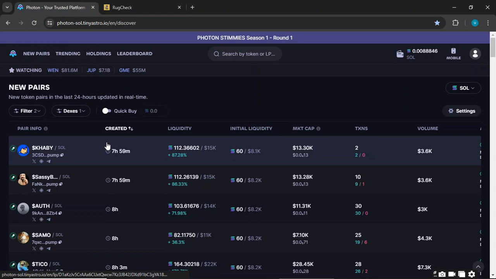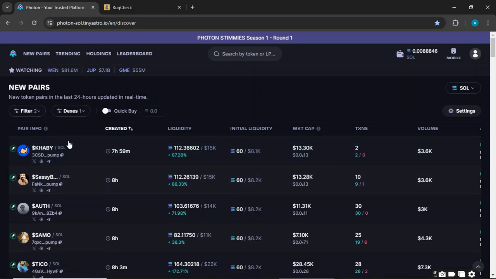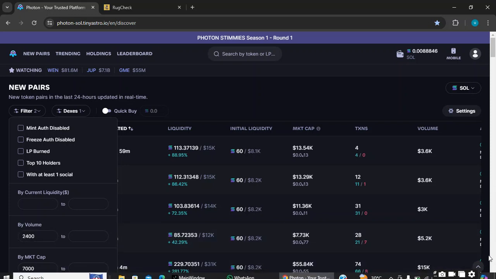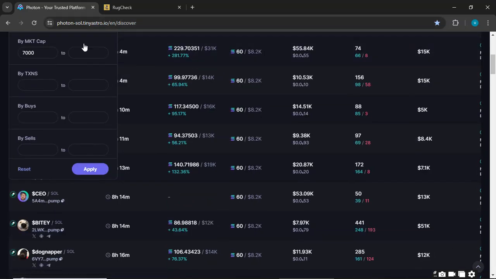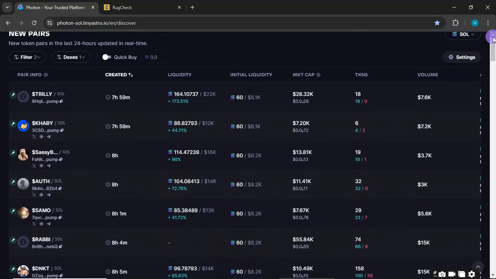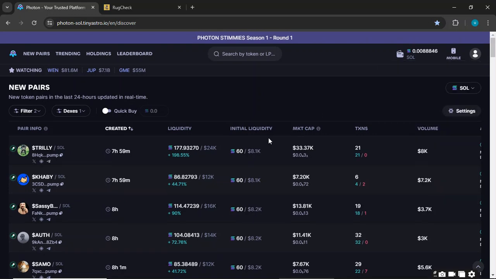Now this is photon.com. It is more advisable for you to set your filters. When you come over here, you see my filters. I have two filters. My first one is by volume, 200 to 2,400. Then by market cap, I like dealing from 7K upward. For a token to get to 7K is still a kind of green light, but that doesn't mean it's not going to rug. Most projects tend to rug at probably 10K, 20K. You understand? They like rugging on a round figure.